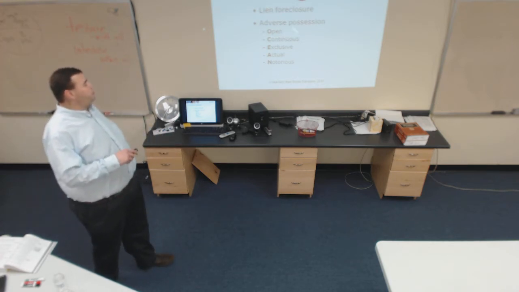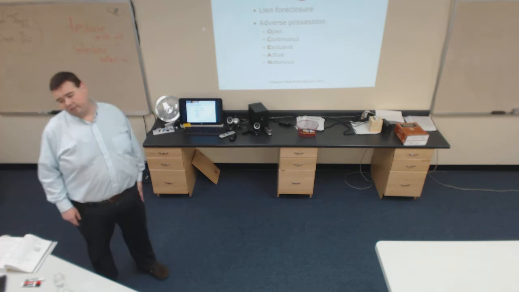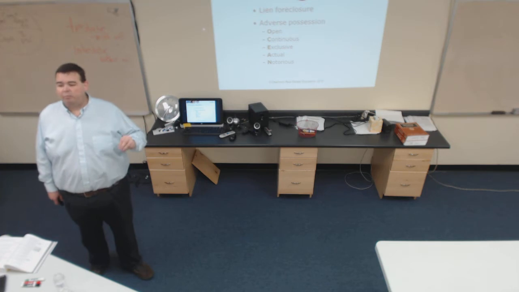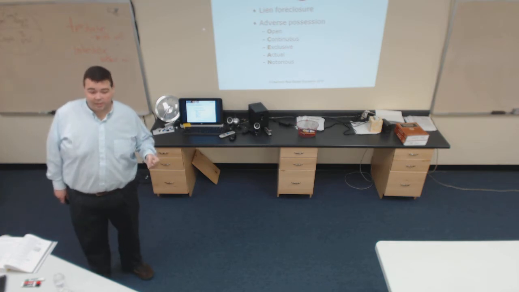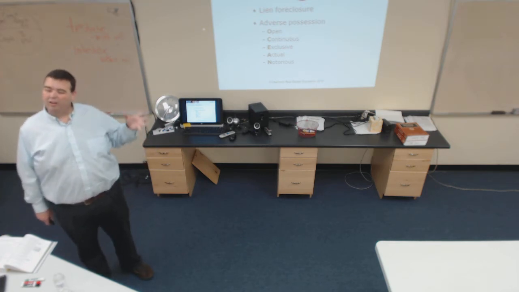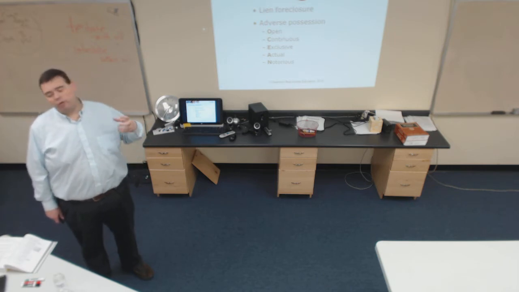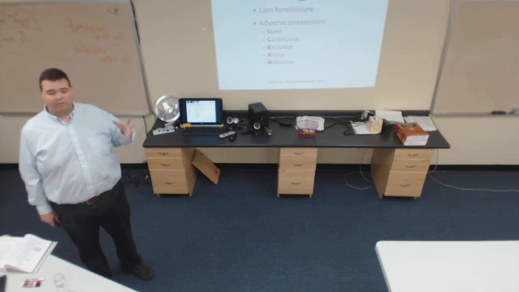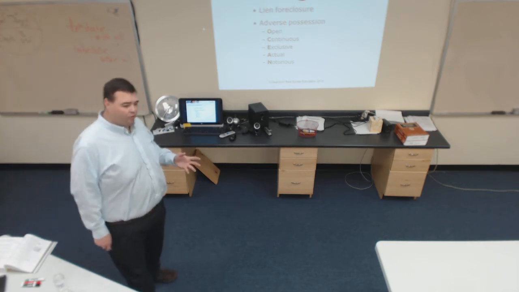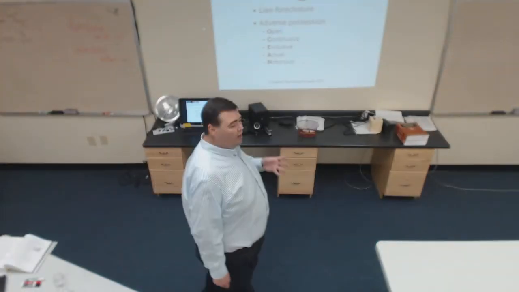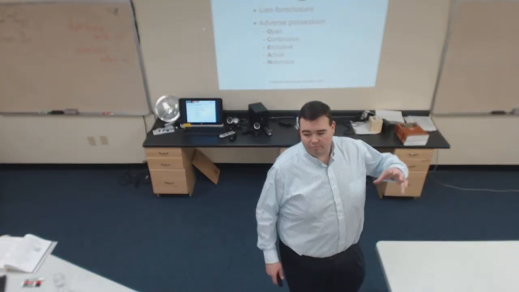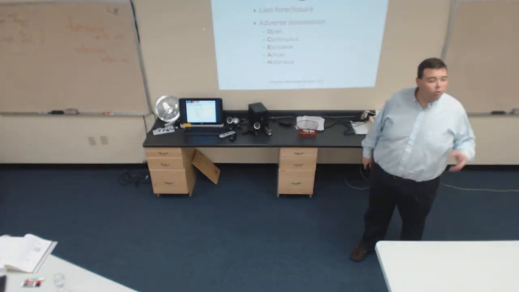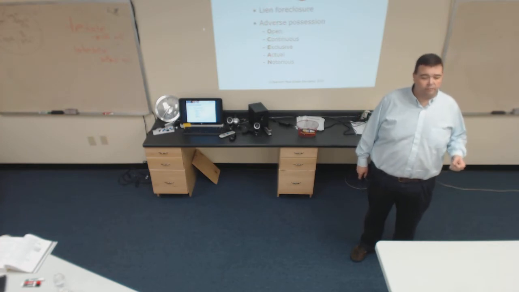And we use this little mnemonic device, OCEAN, to help you remember the things that must be present for it to be adverse possession. All of these must be present. They will give you on a test a two to three paragraph description of a situation where somebody's trying to claim adverse possession, and you have to be very careful when you read that description that all five of these things are present in that situation. Okay?